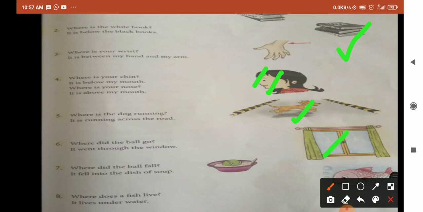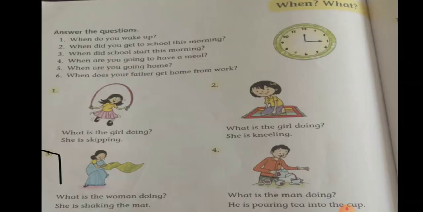Next is, where did the ball fall? If we want to ask the position of the ball, we write it fell into the dish of soup. Next is, where did the fish live? It lives under the water. Okay. So this is the way of asking where questions and which questions.